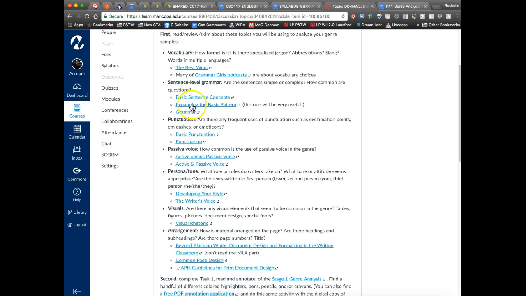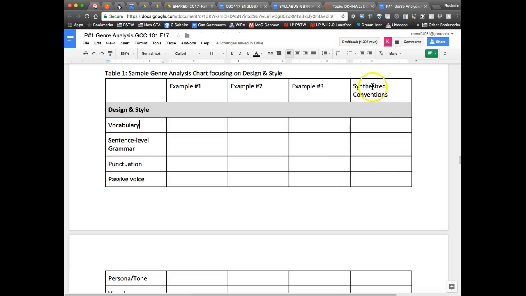Then I would read and skim about basic sentence concepts, expanding basic patterns of sentences. I would do that, and then I'd read all 3 and take notes in the table. Then I'd come back and read about punctuation, and so on, going down. And then when I'm done, you could use this last column over here for synthesized conversations to draw together examples of what you see as trends across all 3 examples.